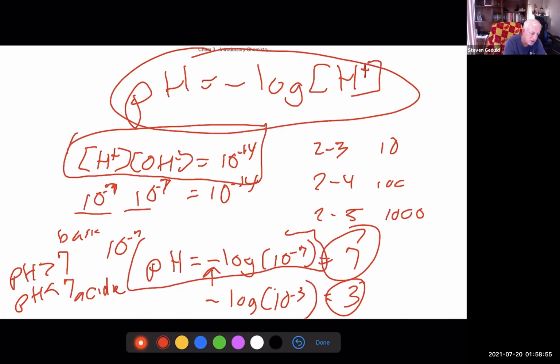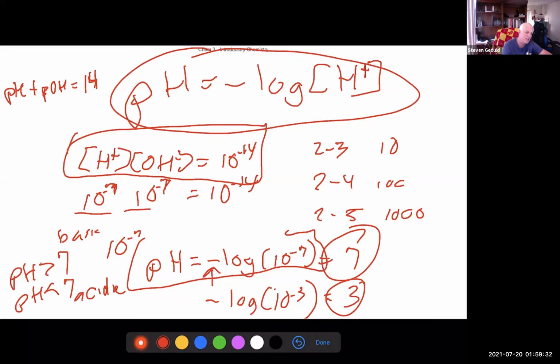Okay. So we know our pH plus our pOH is always going to equal 14. Remember, the H plus concentration times the OH minus concentration is equal to 1 times 10 to the minus 14. So if you take the p of both of them, the pH and the pOH are going to equal 14. So if you know the pH, you know the pOH. And p just means minus the log of whatever concentration that is.